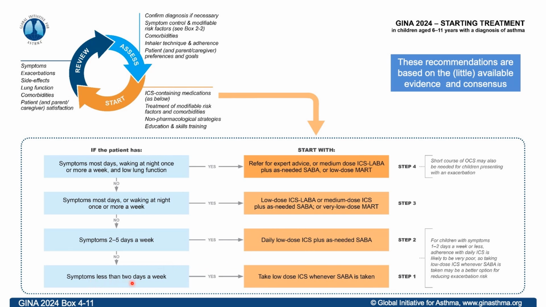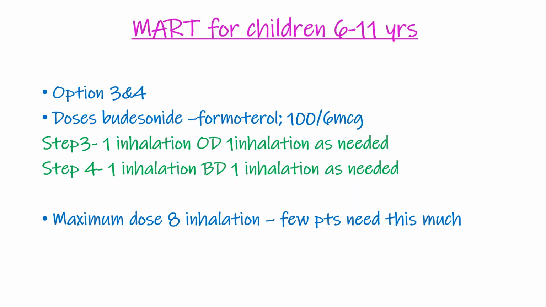Then symptoms less than 2 days a week, you give low dose ICS whenever you're taking SABA. So whenever you're taking this reliever, you have to take ICS. So MAT for children 6 to 11 is an option for both step 3 and 4. So the doses are the ICS-formoterol. The standard formoterol, as you have said before, is 6.